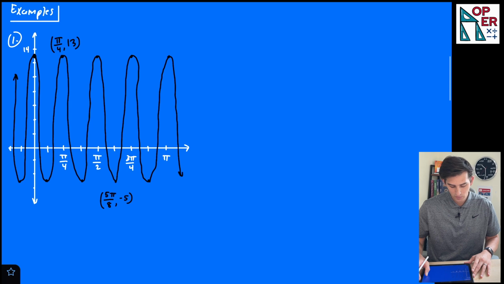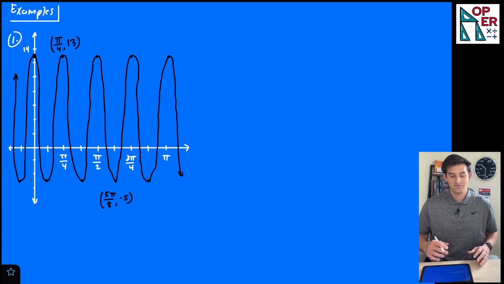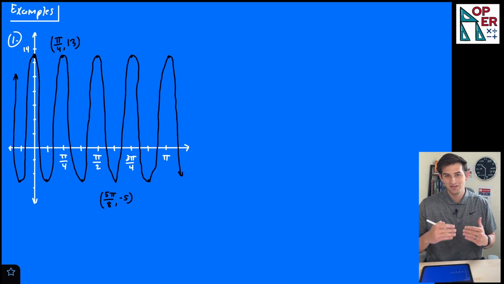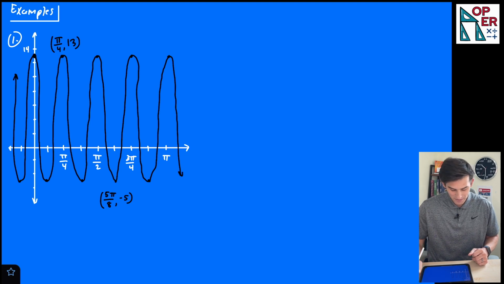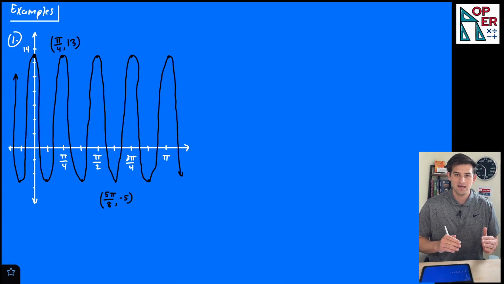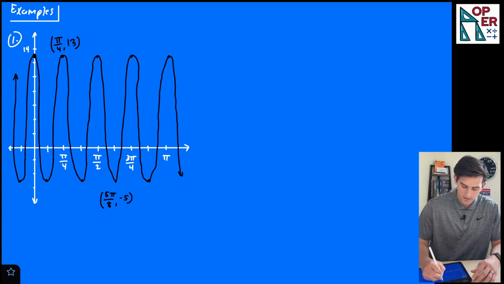So here in example number one, here's our graph. Excuse my squiggly lines, but that's the best I could do. Notice we have a couple of points: pi over 4, 13, and 5 pi over 8, negative 5. The first thing I want to do is find my value for K, and that's going to involve my maximum and my minimum. My maximum is 13, and my minimum is negative 5.